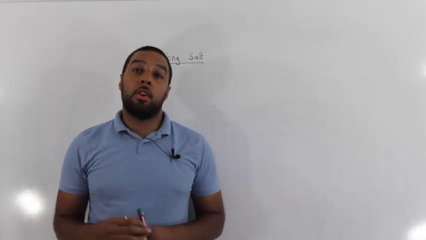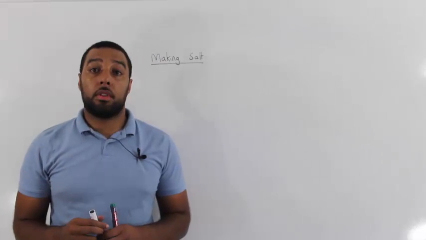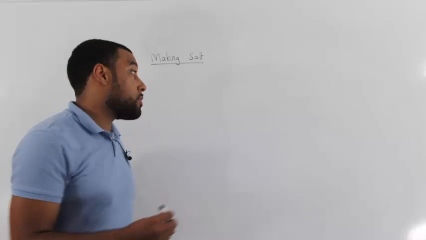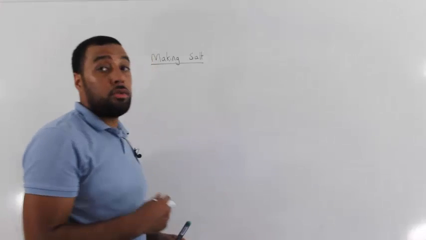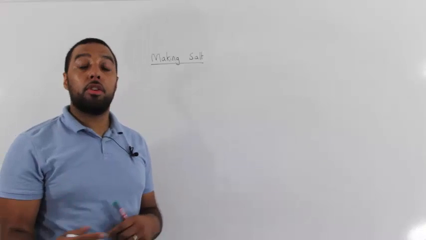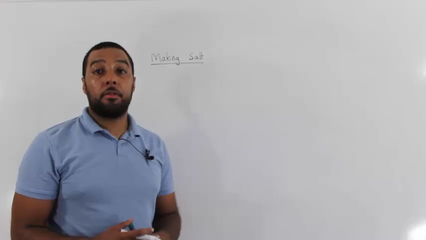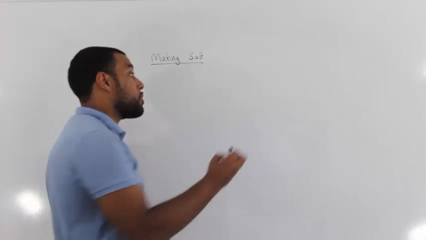And in this lesson we're going to be looking at making salt. Now in order to make a salt we need to use an acid, and the acid that we use determines the salt that we make. Let's look at some different ways that we can make a salt.